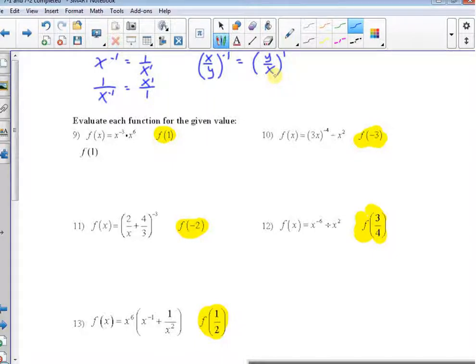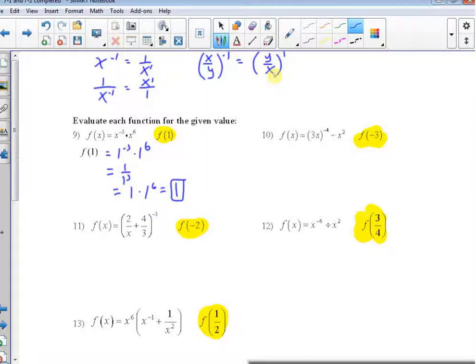So on the first couple, they say evaluate. This goes back to reviewing some things from functions. F of 1. We're going to take f of 1, and remember, we're going to substitute it in for x. So it's going to be 1 to the negative 3 times 1 to the 6th. And 1 to the negative 3 is 1 over 1 to the 3rd. That's just 1. And 1 times 1 to the 6th, that's just 1.